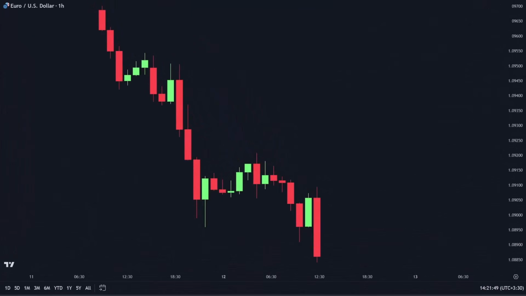Here, we're looking at the EURUSD 1-hour time frame, and price is clearly in a strong downtrend. Let's walk through how to identify the valid pullbacks within this structure.